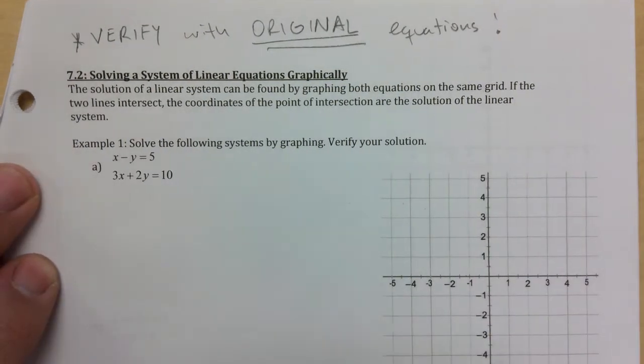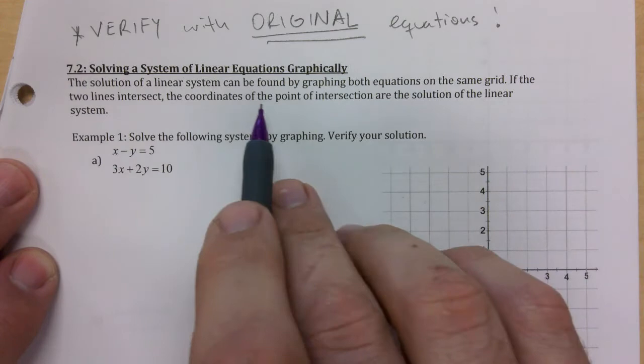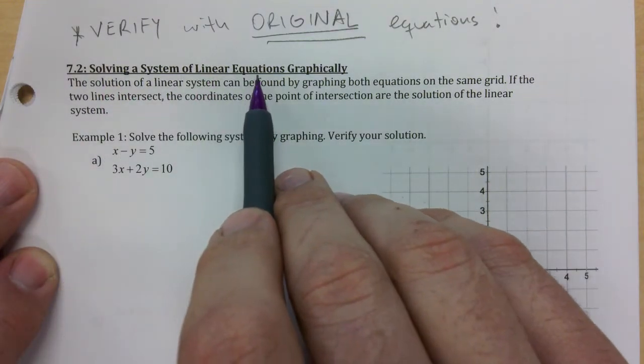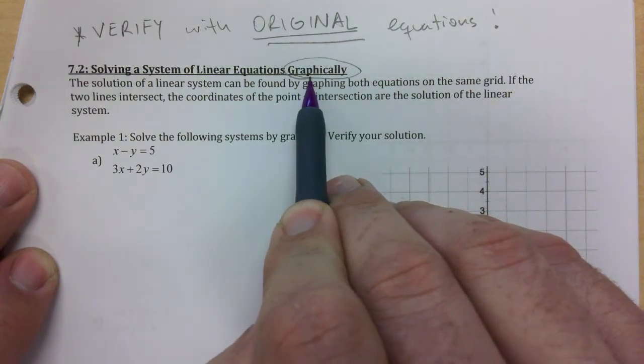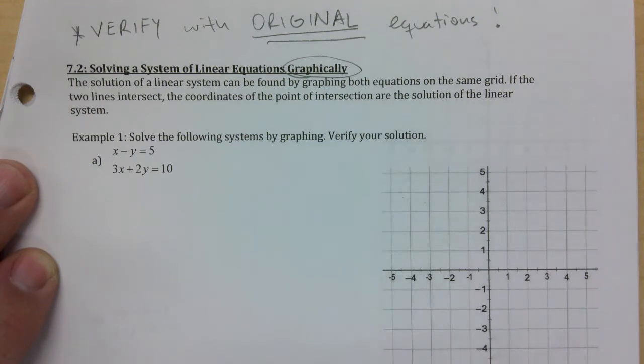So how do I graph? We will read this first and then I'll explain how this works. Okay, solving the system of linear equations graphically. So we're going to do graphically, then we're going to do by substitution, and another method is going to be by elimination. So we're going to have three ways of solving a system. They all do the same thing, but one is often easier than the other.